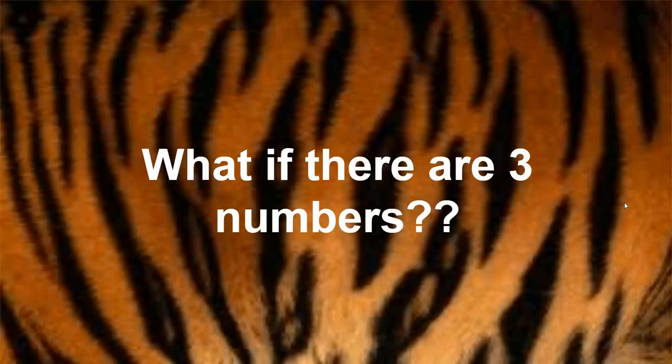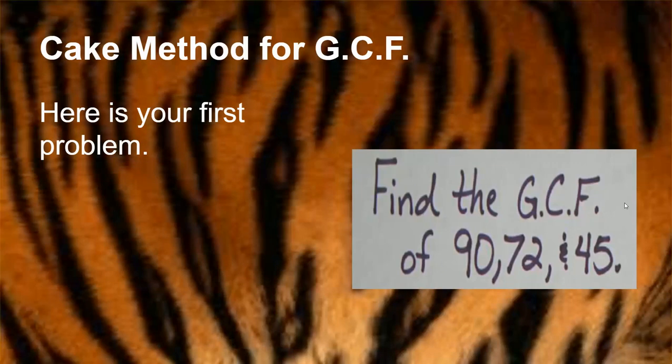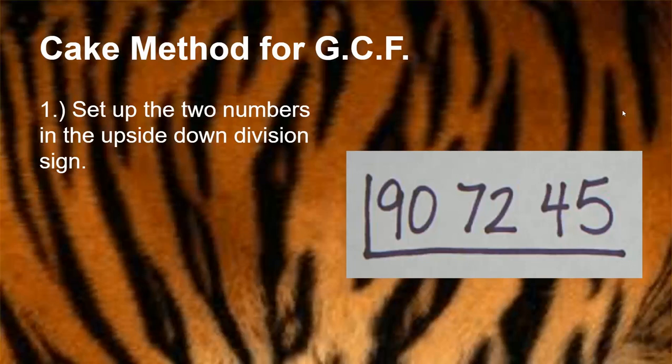Now, what if there are 3 numbers? Well, you do it the same exact way. Let's take 90, 72, and 45. Go ahead and set them up in my upside down division sign. Now think about what can divide 90, 72, and 45. Well, if you're like me, you're not quite sure. So I would look at the numbers and see what's in common between 3 of them, or 2 of them. So like 45 and 90, I know 45 goes into 90. So whatever goes into 45 can also go into 90. 72, though, I don't really know how they compare. So I have to think for a little bit, and I need to try some numbers.